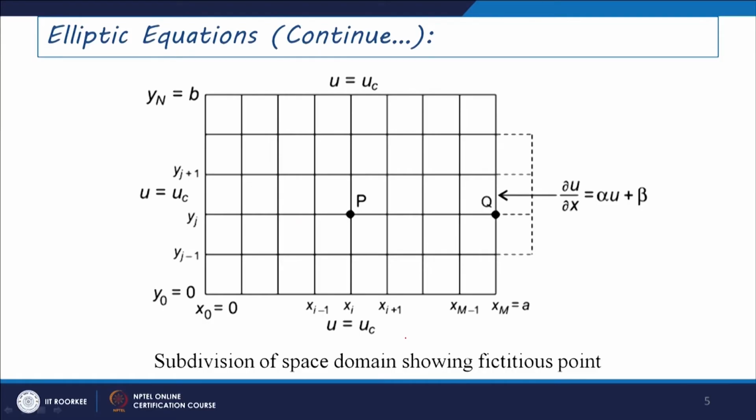If we signify this in the domain, then we write x naught equals 0, since your starting point is i equals 0 here, then i equals 1, then i equals 2.